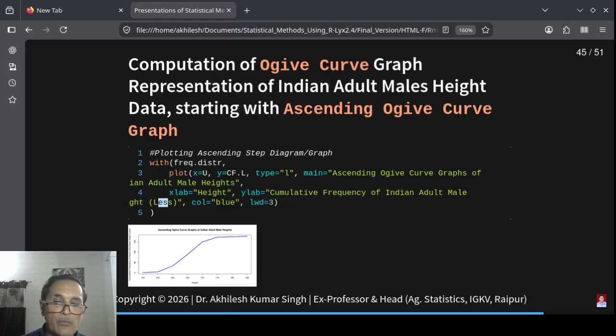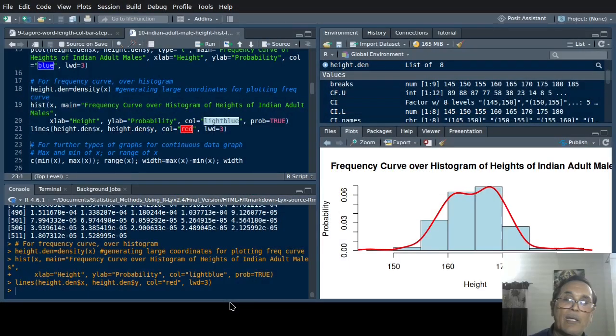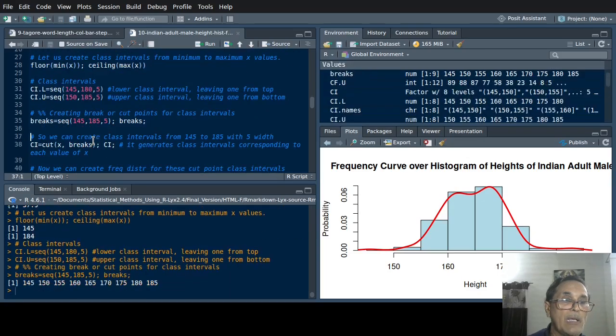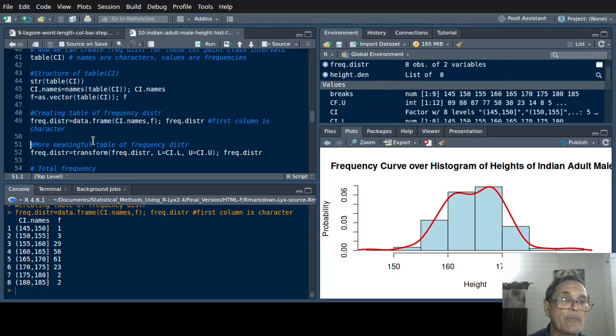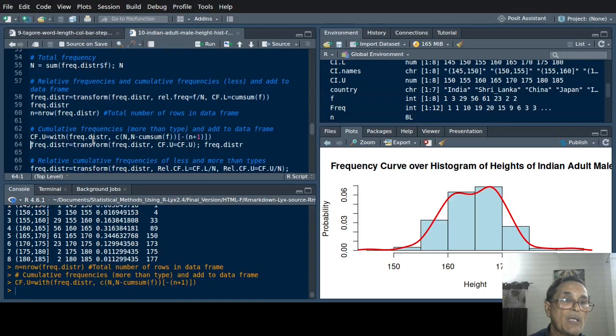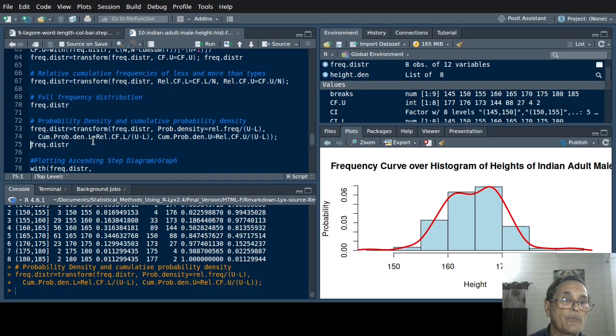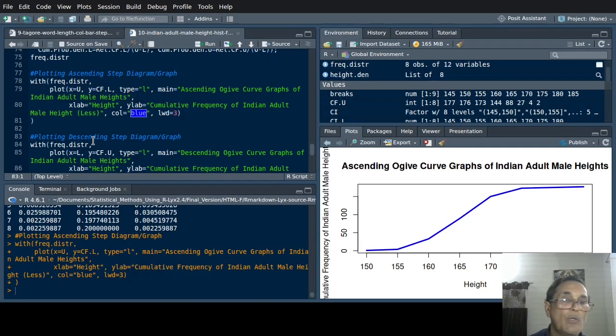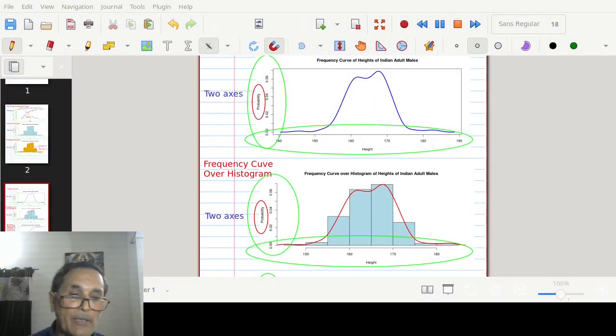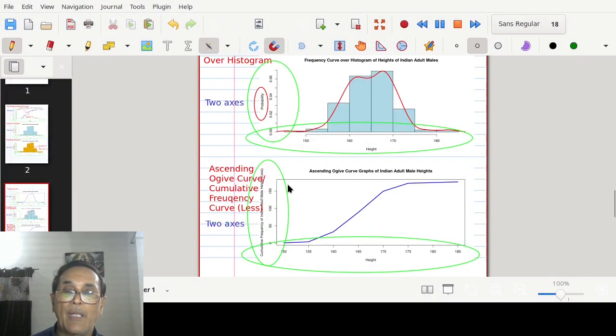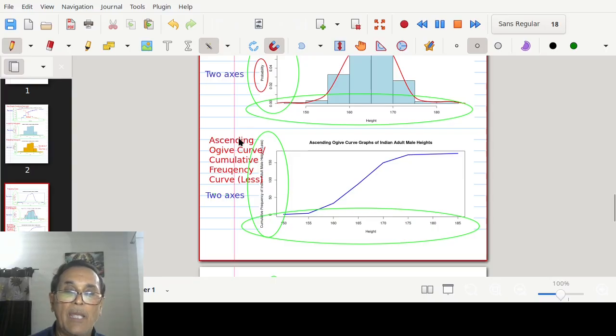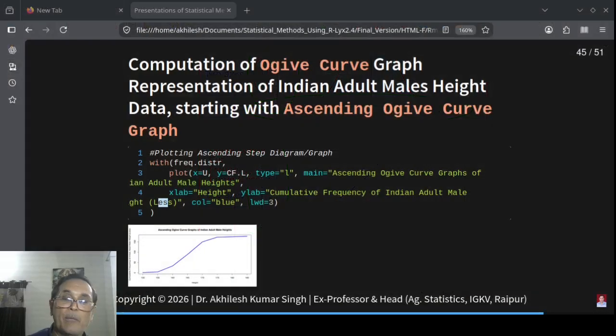And this is what we can obtain in RStudio also. These are the computations that I will not discuss. This is from the previous lectures, and this is what I am computing as the cumulative frequencies. And then this is the plot of the ogive curve of ascending type. Okay, and when we see it in the further demonstration, we find it here. Again, the ascending ogive curve of cumulative frequency of less than type. Okay, now coming back to our presentation.